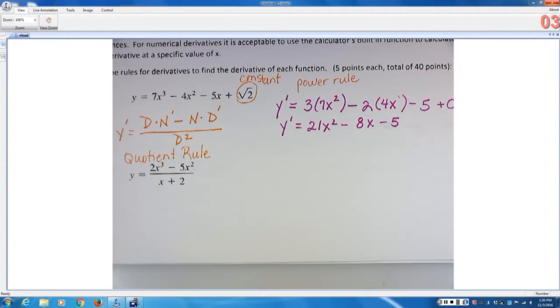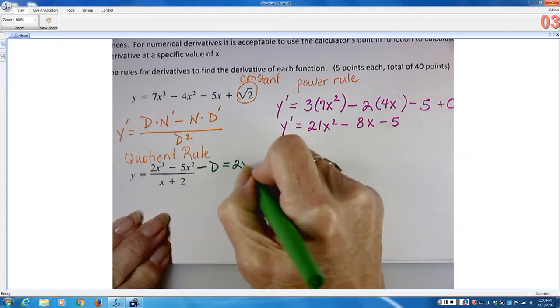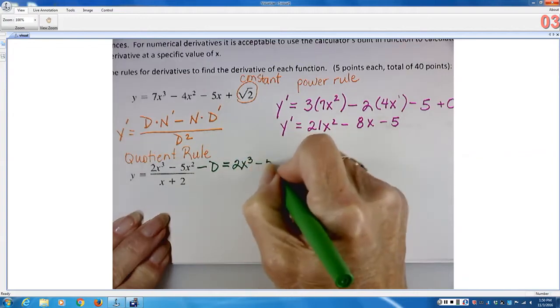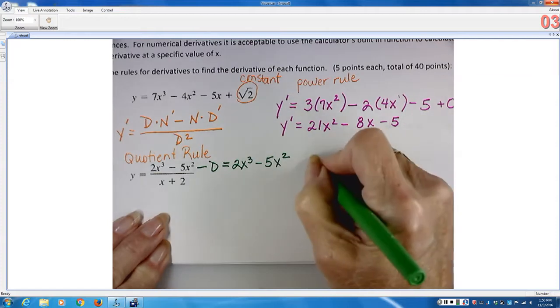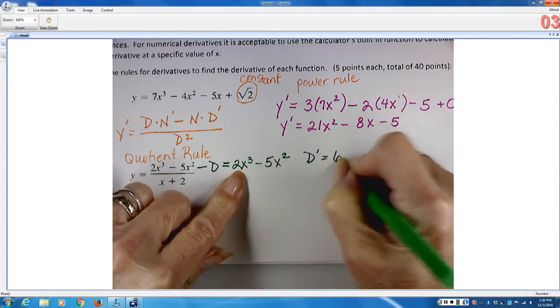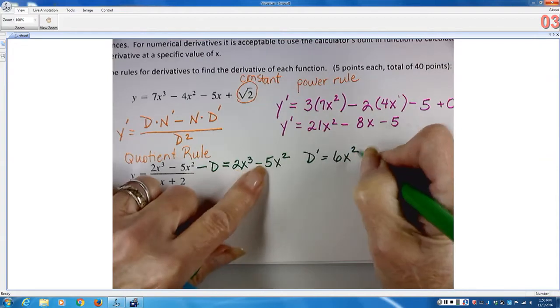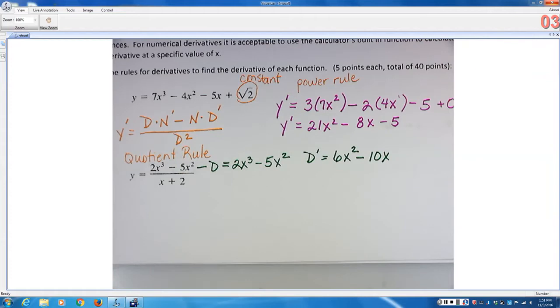Subtraction is not commutative, so be careful of that. So this one I'm going to use two colors. Here's my denominator, and the derivative of my denominator is 3 times 2 is 6x squared minus 2 times 5 is 10x. Because if you're going to have to keep using it, you don't necessarily want to have all these extra parentheses. So you probably want to simplify your power rule stuff as you go along.